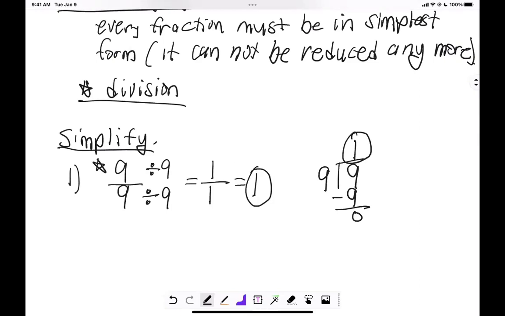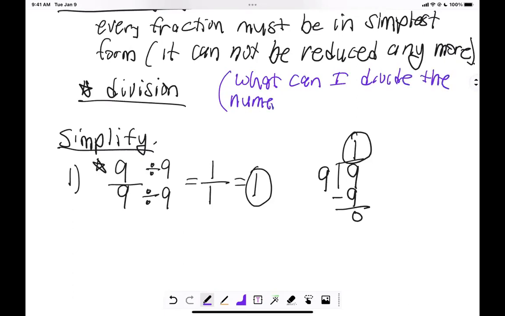Ready? Actually, I'll put it up here. I'll change my color. This is what you're going to think: what can I divide the numerator and denominator by? What can I divide the numerator and the denominator by? It has to be both. Whatever you do to one, you have to do to the other.